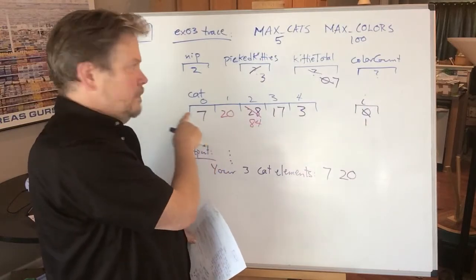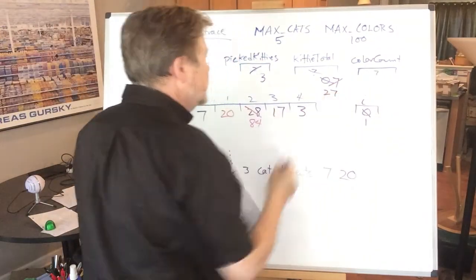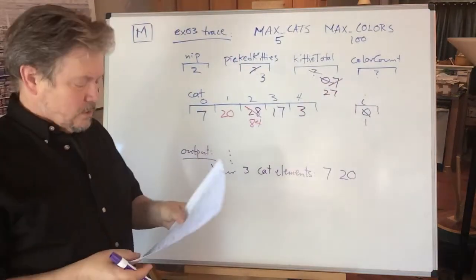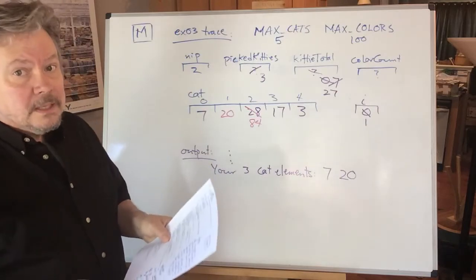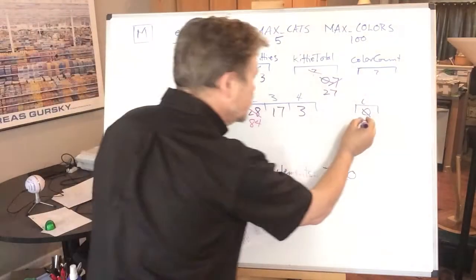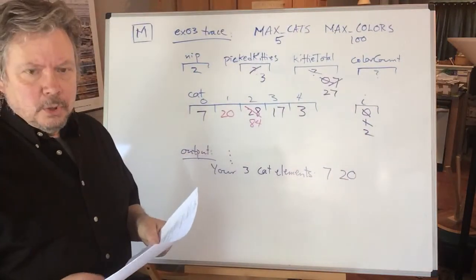I can even do that math. 7 plus 20 is 27. I didn't leave room for kitty total, but I'll just squeeze it in there. At the bottom of the loop, it does the plus plus I before it goes back up. So it adds 1 to I, makes that the new value of I, and that becomes a 2.